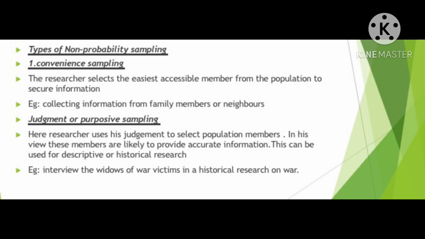Then judgment or purposive sampling. It is based on the judgment of the researcher. Maybe I am a researcher. I feel this person can give me the right information. Maybe the other person cannot give the right information. That is my personal feeling. Based on our own judgment, we are doing the sampling. That is called judgment or purposive sampling.